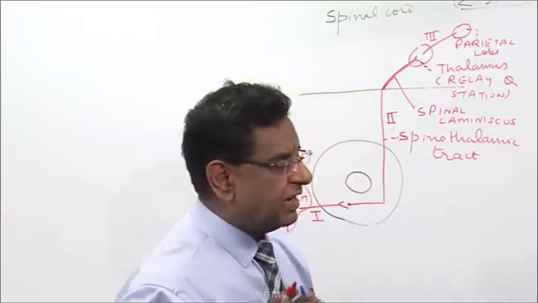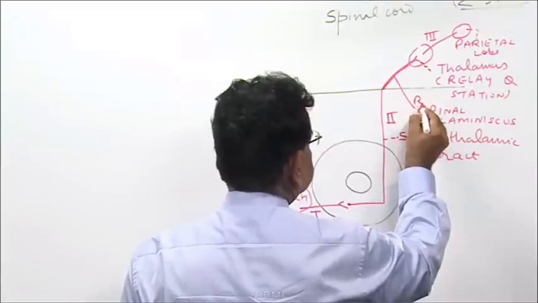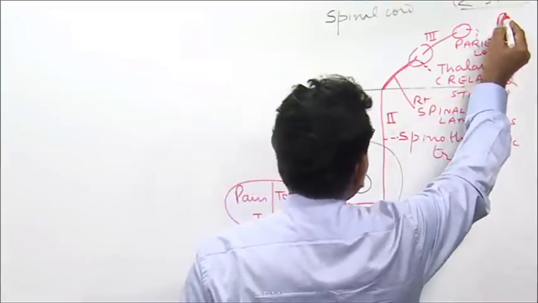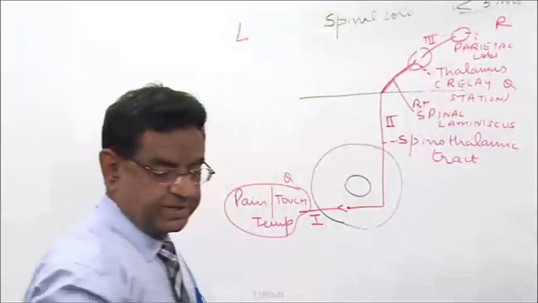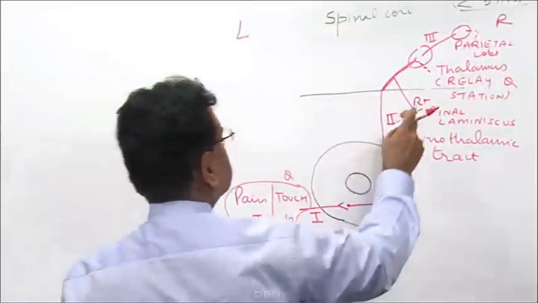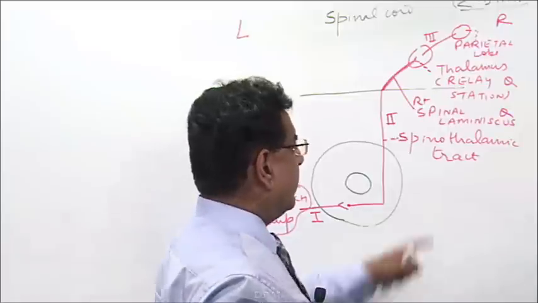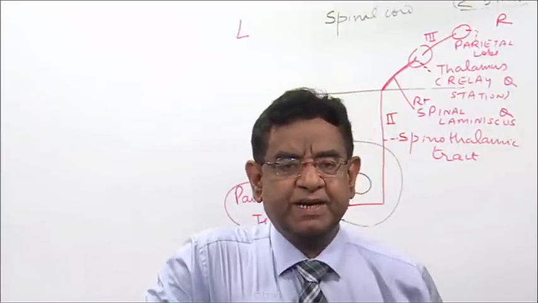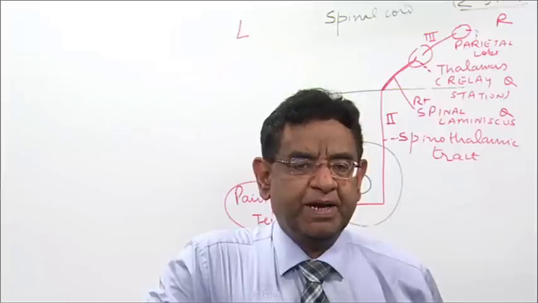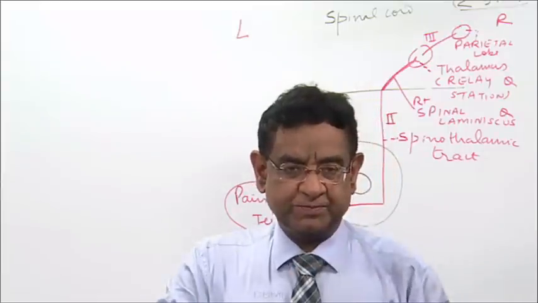So now, if I have to ask one question, this is the right side is spinal lemniscus. This is the right side, this is the left side. So this is the right spinal lemniscus. Now comes the question to you. Right spinal lemniscus contains which fiber? It contains left-sided pain, touch and temperature. This is the latest question.